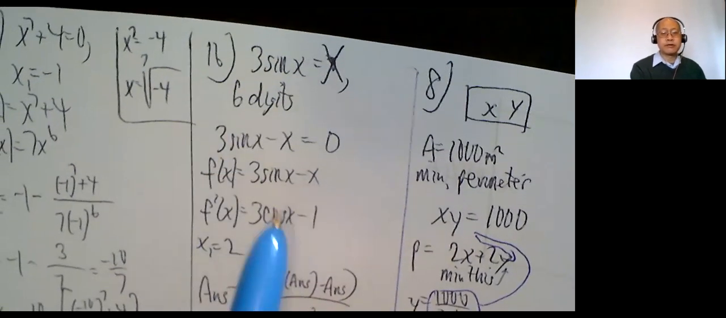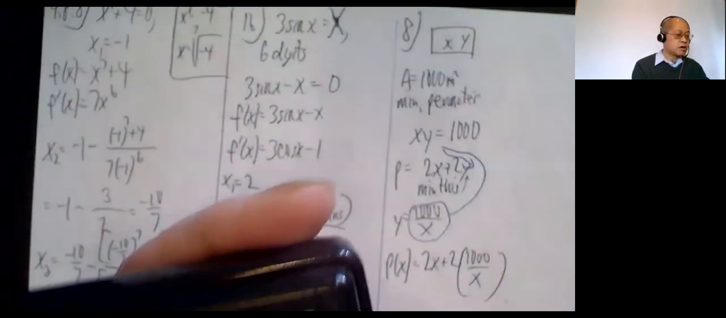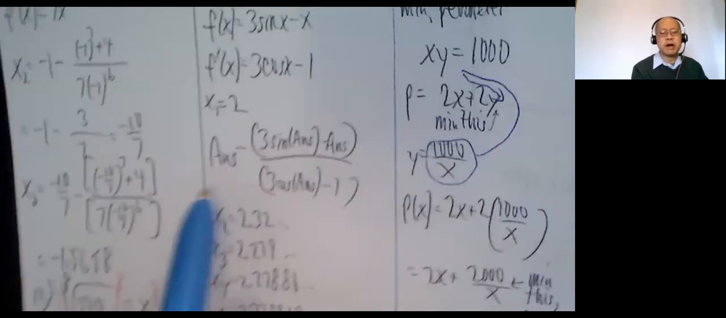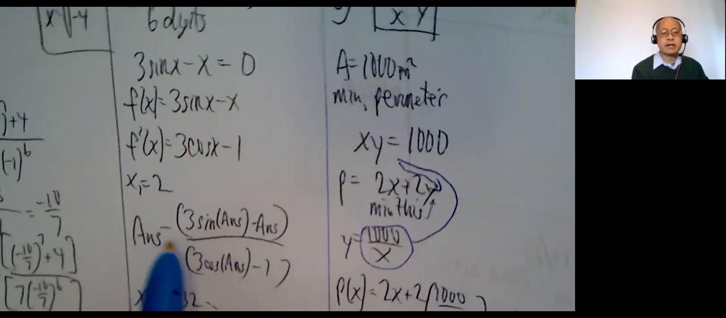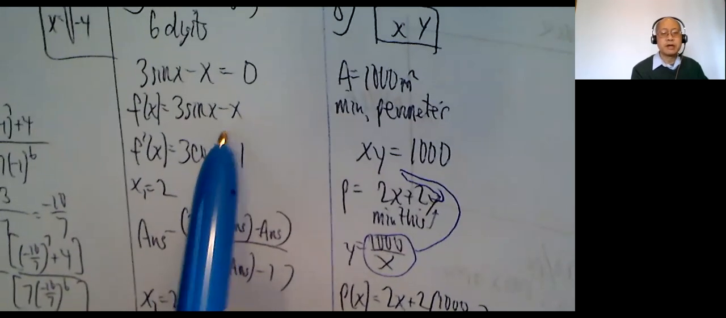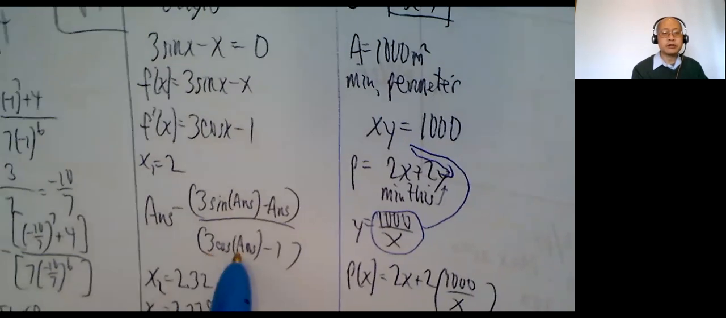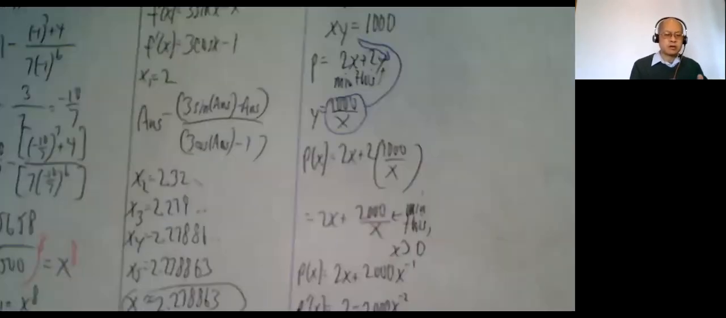All right, function, derivative. My first guess is 2, so I'm going to type 2. You must start off with the first guess of 2. Then after that, answer minus function over derivative. So answer minus, in parentheses on top, 3 sine of answer minus answer. Then 3 cosine answer minus 1 on the bottom. Okay, so here we go.